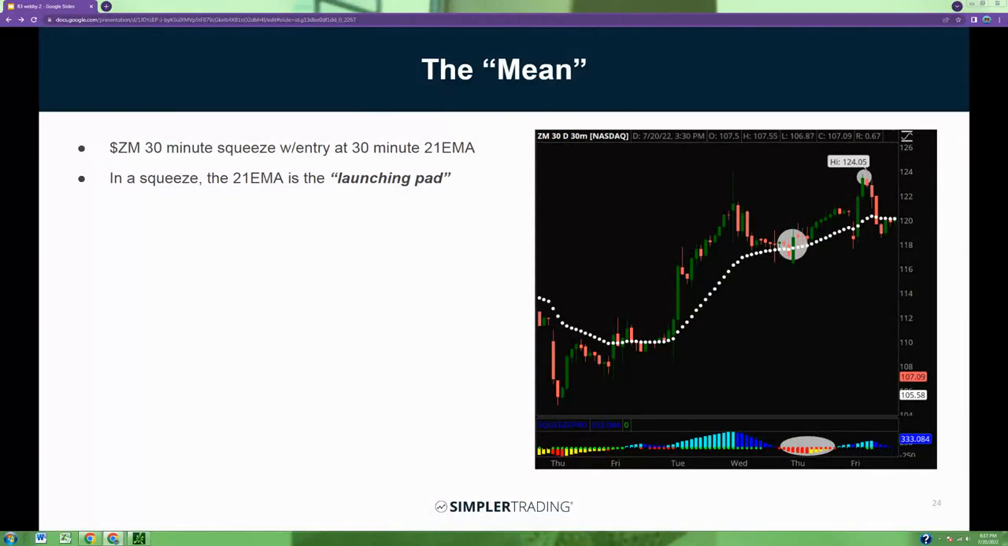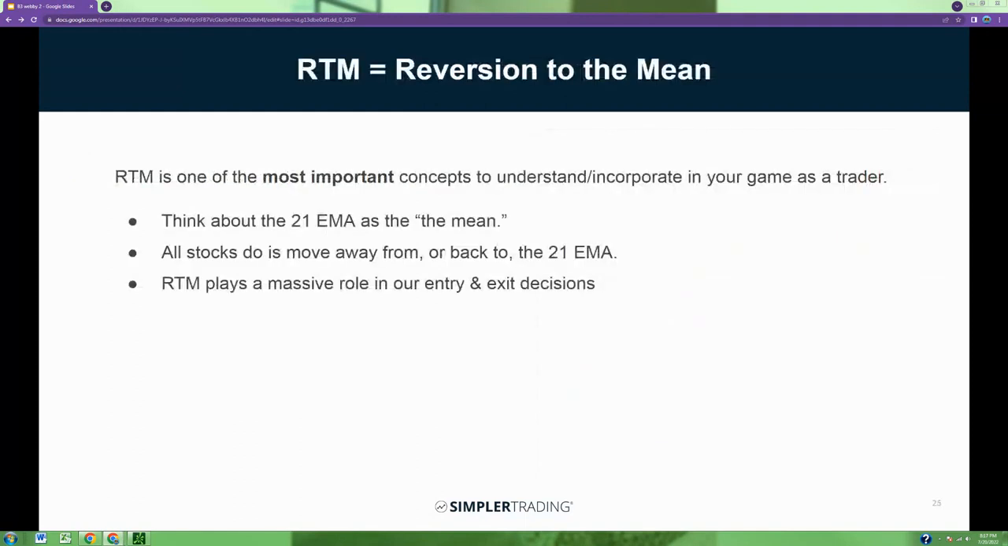So if we go back to the Zoom trade here, we got the 30-minute squeeze, and we took our entry on top of that 30-minute launching pad, right? The 30-minute 21 EMA. Get long on the launching pad during your buildup of energy. You collect your paycheck when that energy releases to the upside and the squeeze fires.